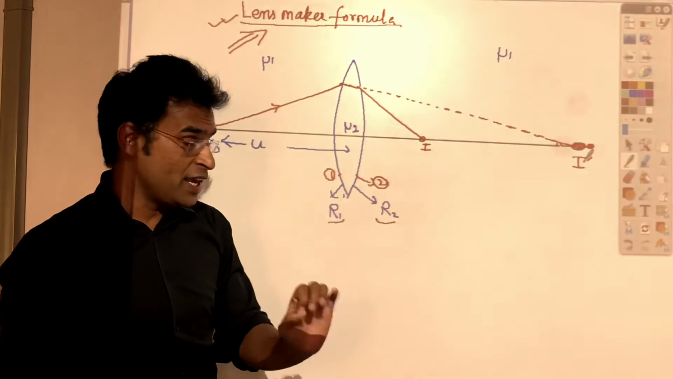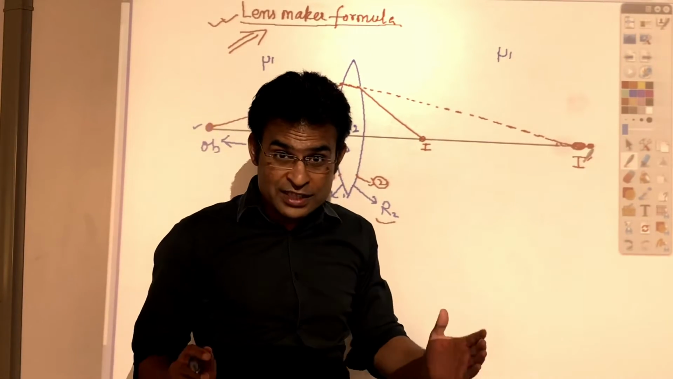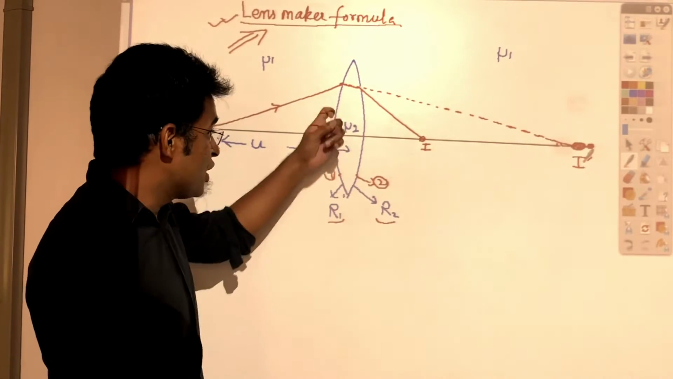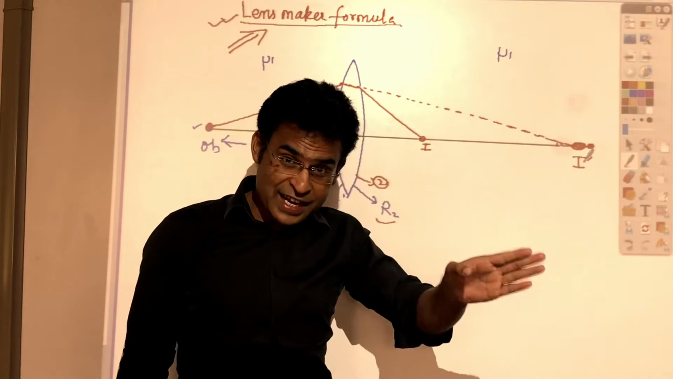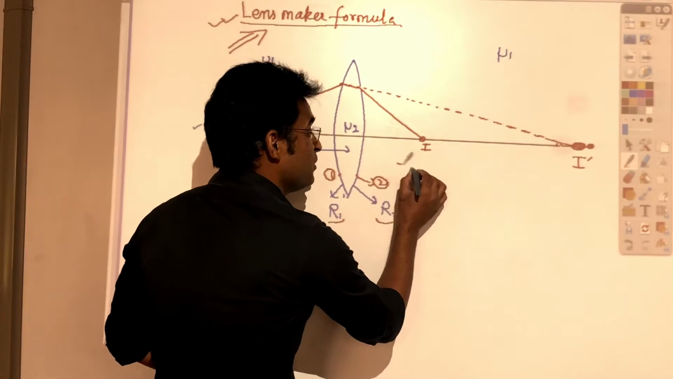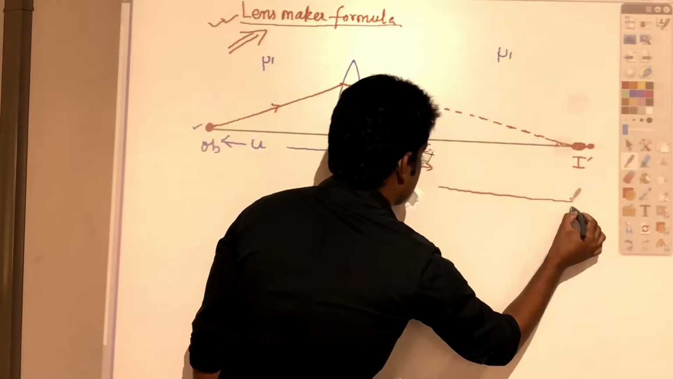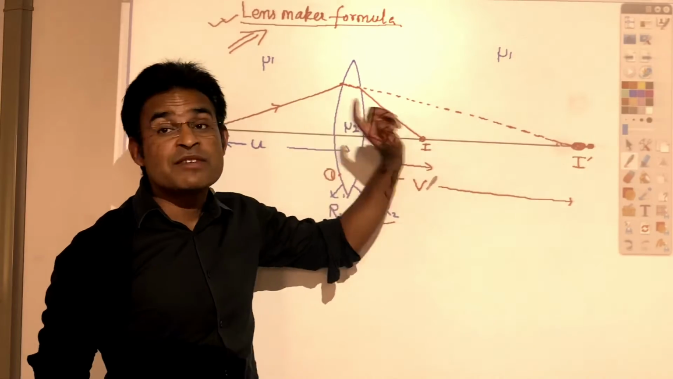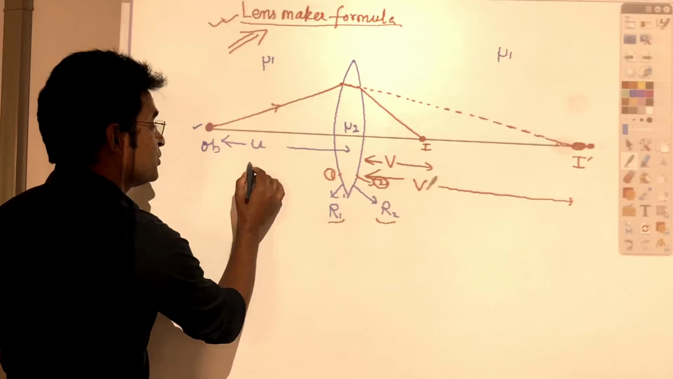So what I can say is, the image formed due to the first refraction, that is I dash, works as an object for the second refraction, so the final image is I. Once again, the image due to the first refraction will be I dash. Now this I dash will work as an object for the second refraction, so the final image will be I and the final image position will be V, and this position I can write as V dash. So this V dash is the image formed by the first refraction, which will work as an object for the second refraction, and the object distance is u.